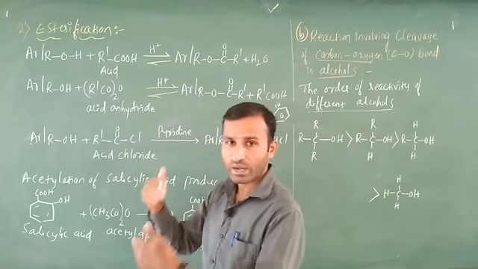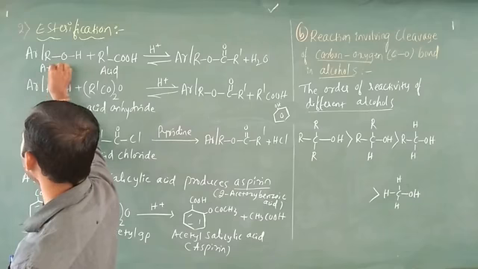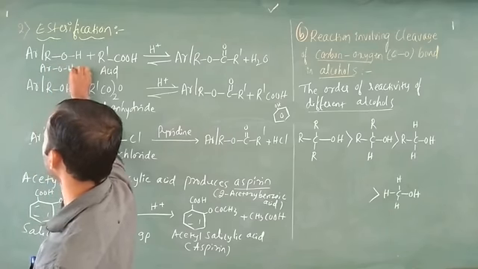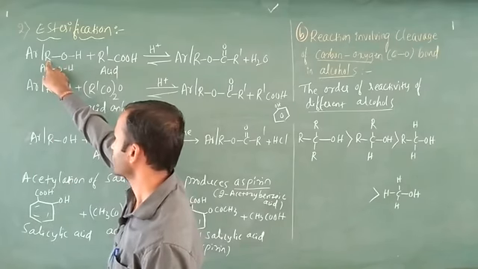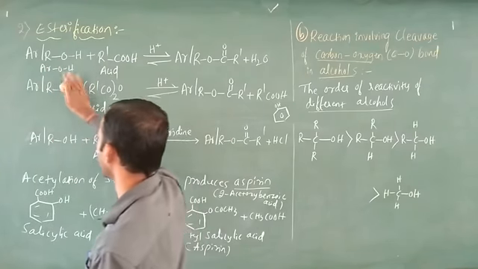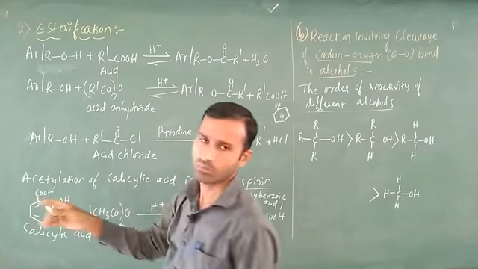If you want, you can write separately, no problem. Separately means you have to take R directly, next OH you have to take. What is the name of this one? Phenol only. In this case, ROH indicates alcohol only. That is why in this case it is easy and better to understand.